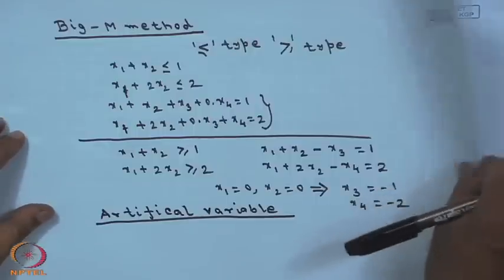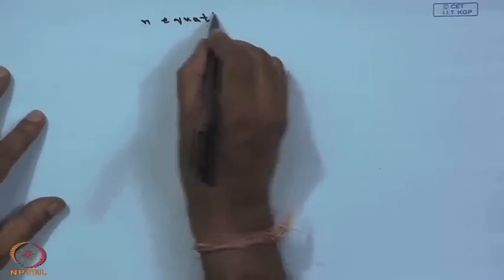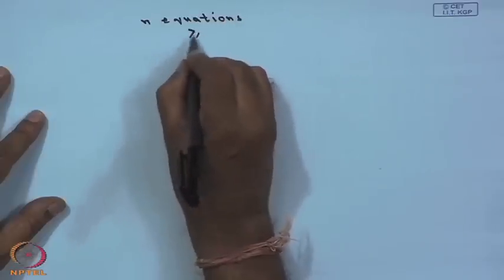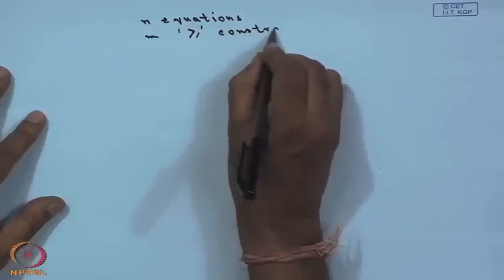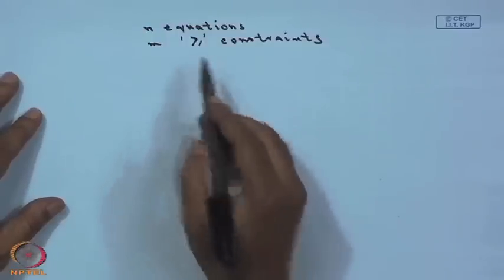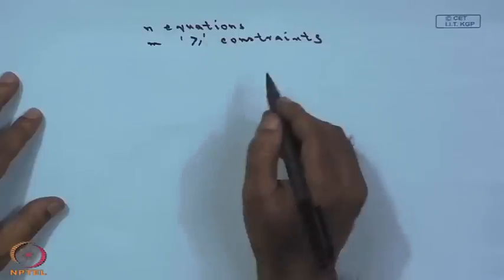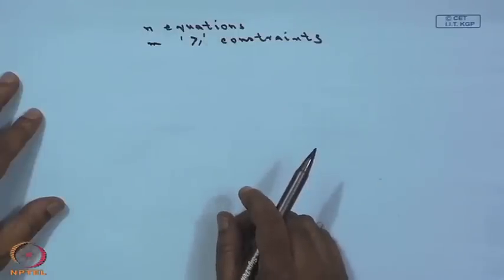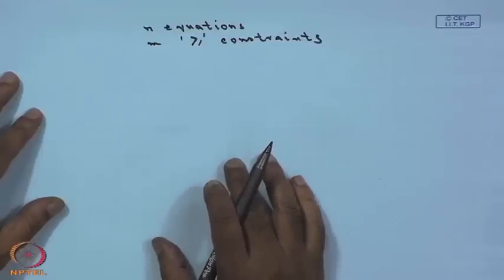So, in an LPP, say you are taking one LPP with n equations and you have m greater than or equal to constraints. That means you are considering all the constraints as greater than or equal to type, and there are m of them. Whenever you write this into the standard form, you are maximizing z subject to the constraints, and the constraints will all be of equality type.